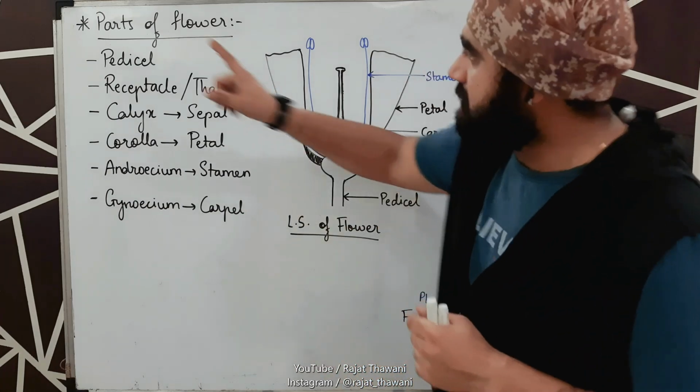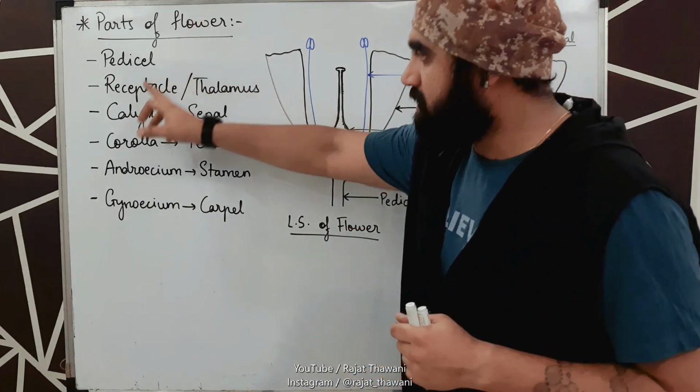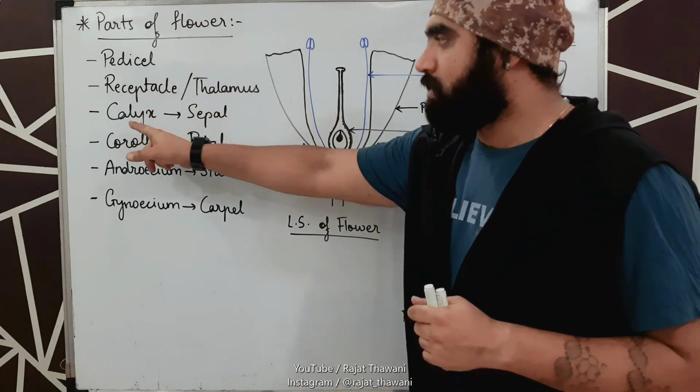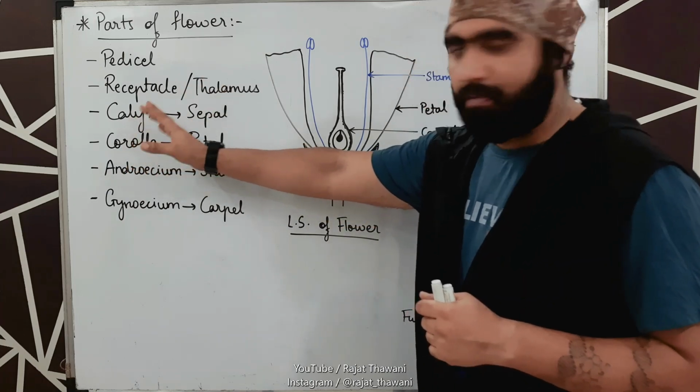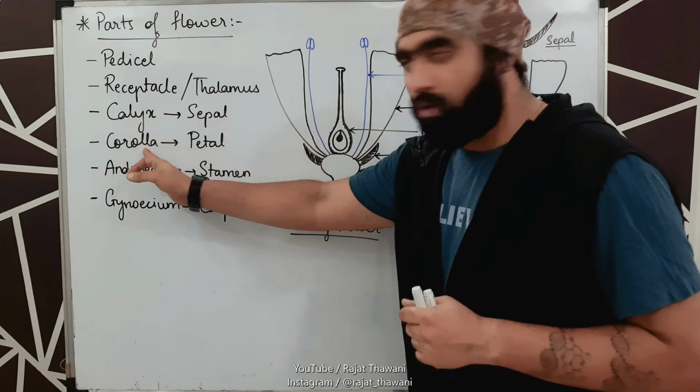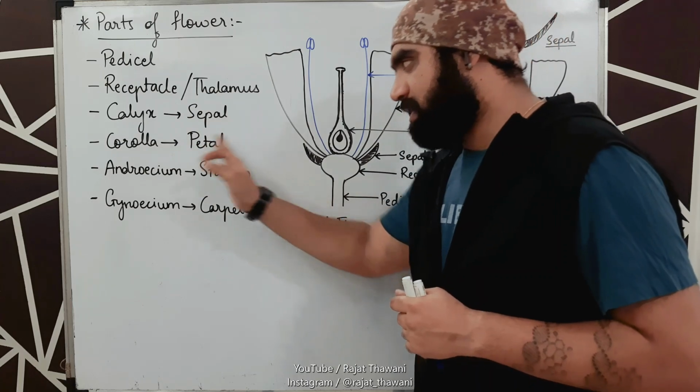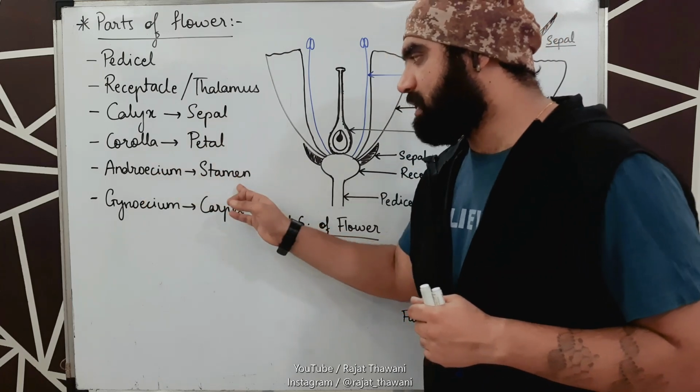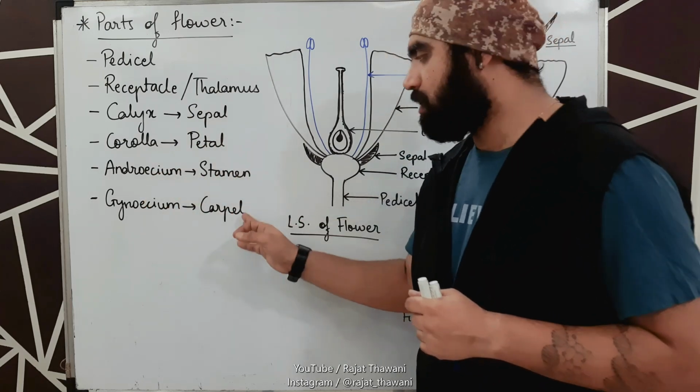You can see that the parts of the flower include the pedicel, the receptacle or thalamus, the calyx, whose independent member is called the sepal, the corolla, whose independent member is called the petal, the androecium, whose independent member is called the stamen, and the gynoecium, whose independent member is called the carpel.